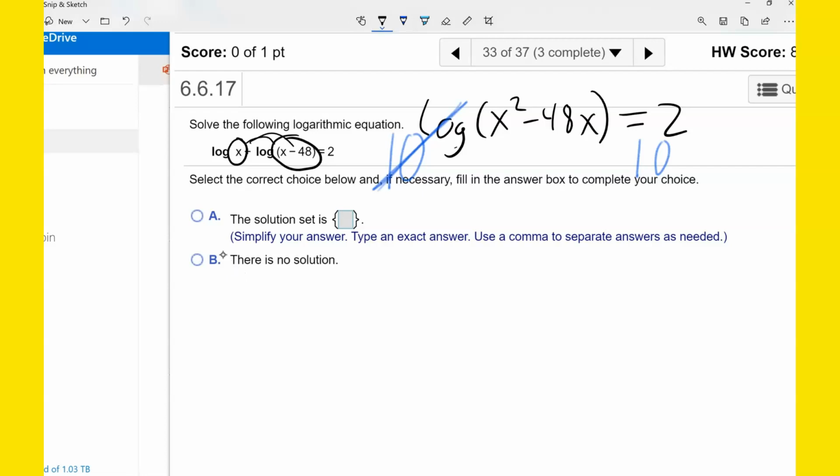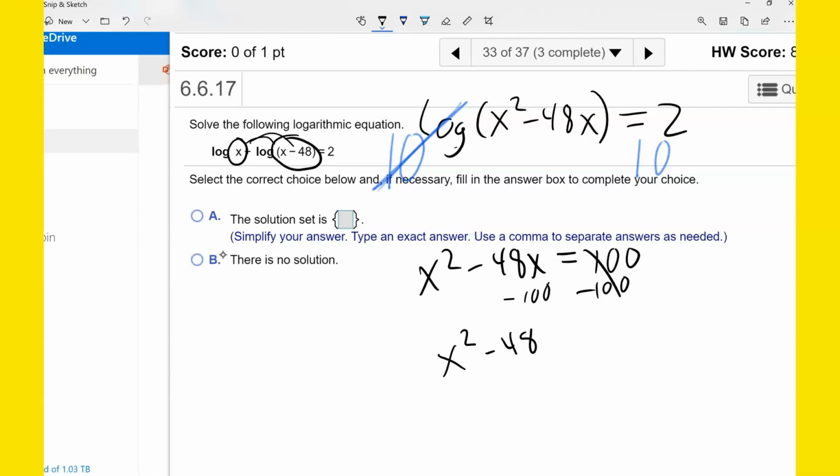So that gives me, on the left side, x squared minus 48x equals, on the right side, 10 squared is 100. And now I've got to solve this quadratic equation, which you already have the skills to do. I would do it by moving the 100 over here with my other 2 terms, and then trying to factor. X squared minus 48x minus 100 equals 0.